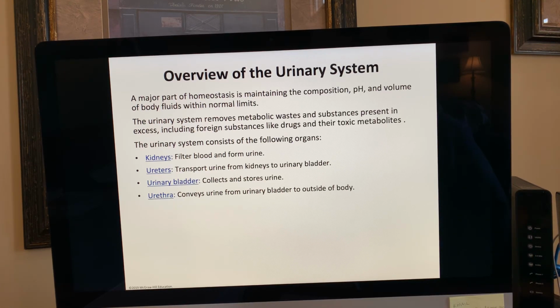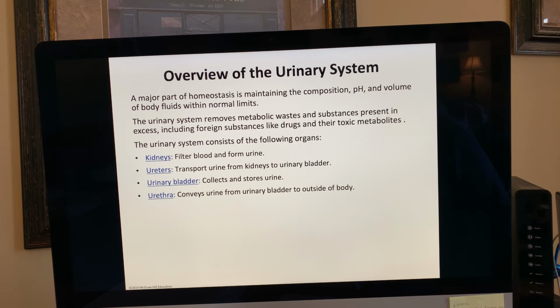This is part one of the lecture on the urinary system. The urinary system is the system of the body that's in charge of removing metabolic waste materials, concentrating the urine, and removing foreign substances like toxins and drugs. The urinary system also monitors and maintains the pH of the blood.